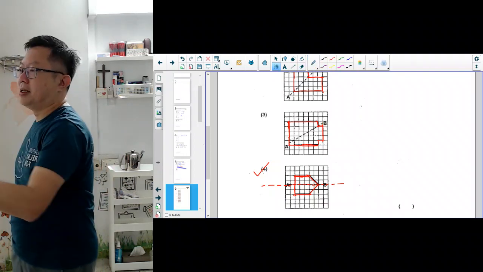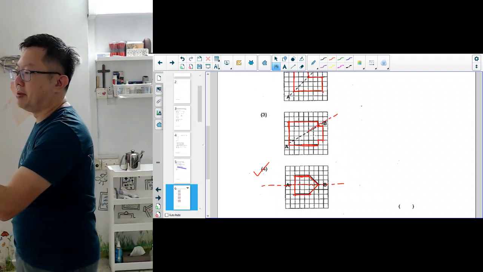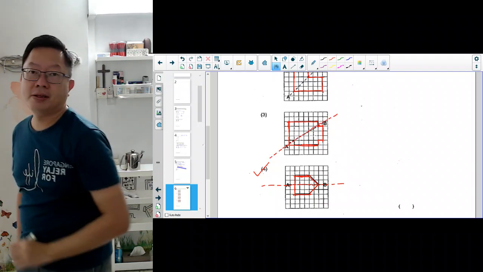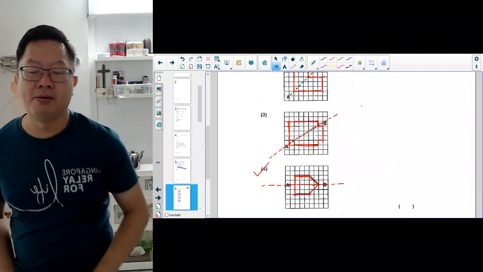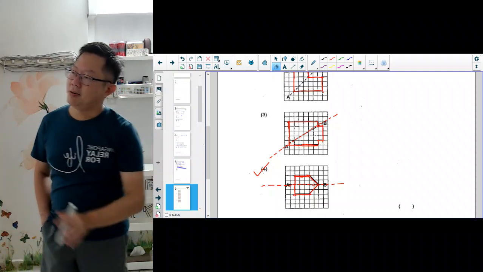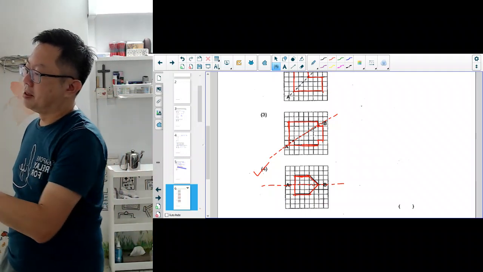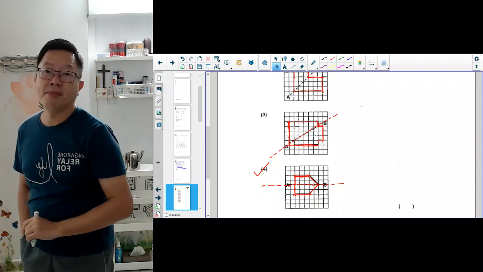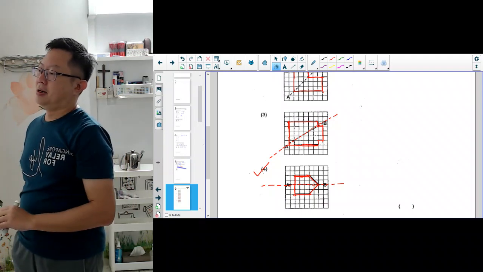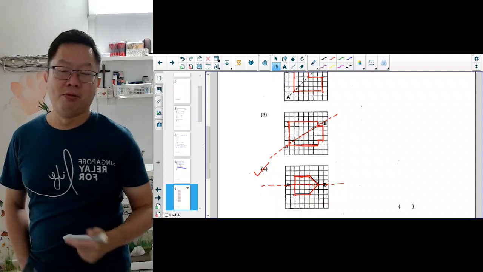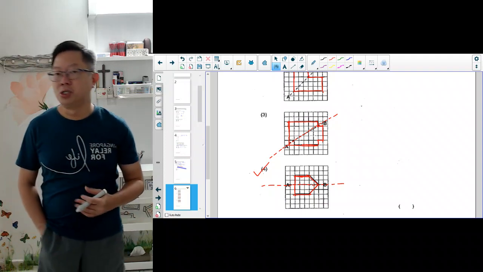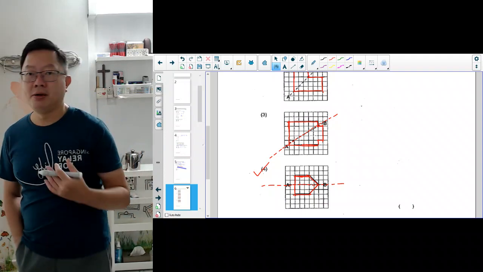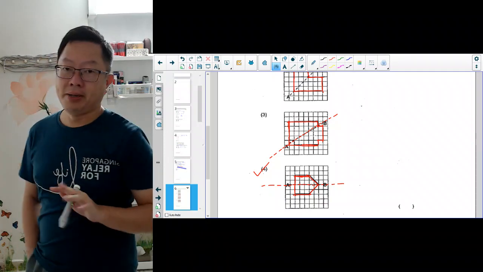Alright, so if you look at the line AB, it doesn't really cut it into half. Because you can see the top side and the bottom side are not the same. They are not really the same. So it's a bit hard to explain over the online lesson, to show you why it is not symmetrical.